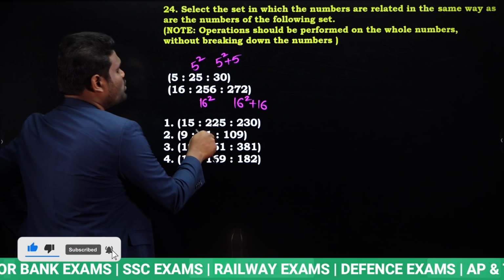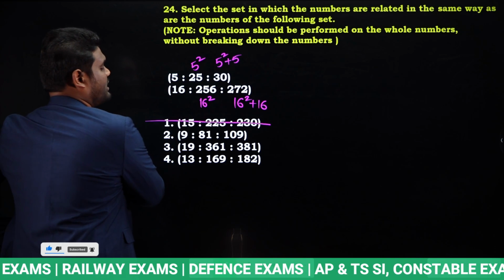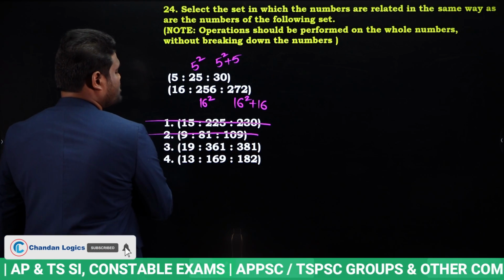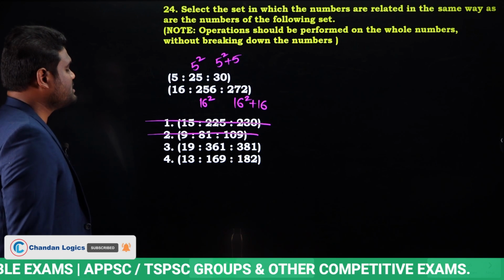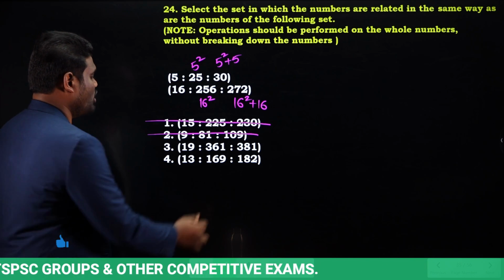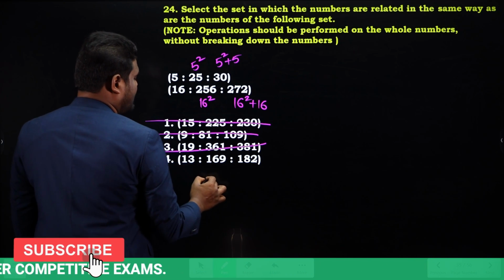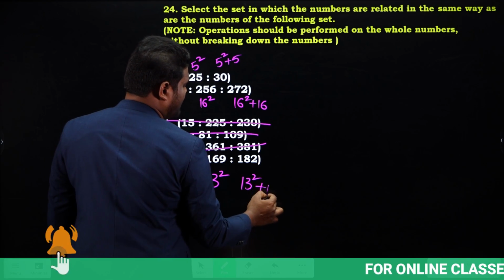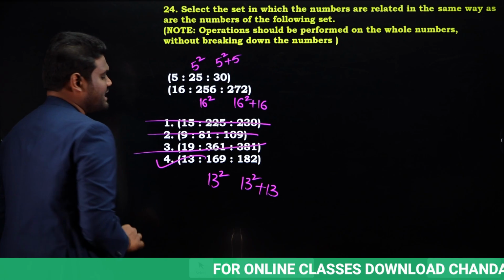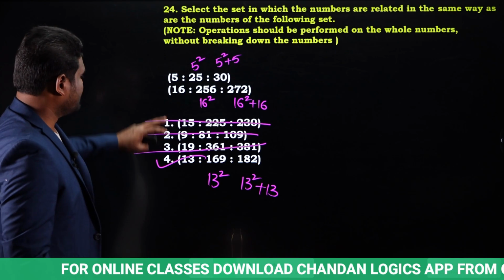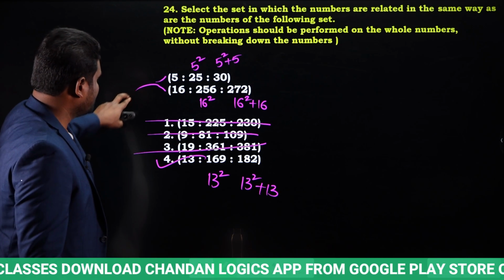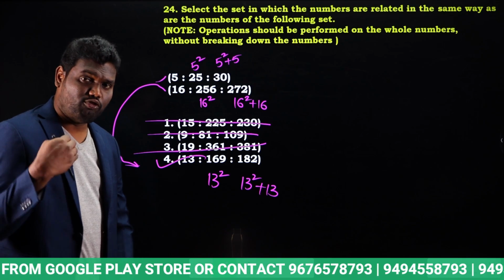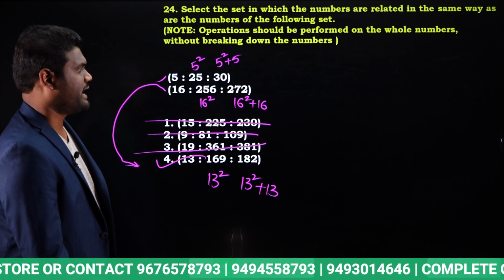15 square is 225, 225 plus 15 will not give us 230. Wrong answer. 9 square is 81, 81 plus 9 will not give 109. Wrong answer. 19 square is 361, 361 plus 19 will not give us 381. Wrong answer. 13 square is 169. 13 square plus 13 will give us 182, which means option 4 is the right answer. Is that clear? The same logic, whatever is applicable here, should be applied here also. For which option is it applicable? Option 4 is applicable. So 4 is the right answer.